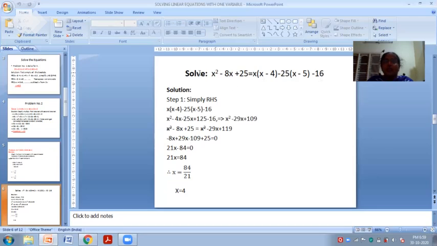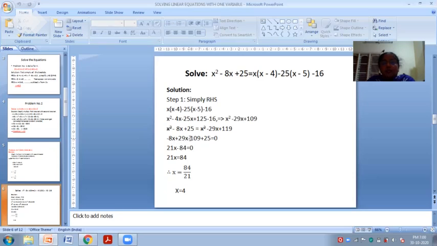Next, come to LHS is equal to RHS now. Now put all these in the equation: x square minus 8x plus 25 is equal to x square minus 29x plus 109. 109. This is not 119, this is 109. This is the LHS side, this is the RHS side. Here also x square is there, here also x square is there. So cancel these two terms because one is on the LHS side and one is on the RHS side. Automatically they get cancelled. Okay.